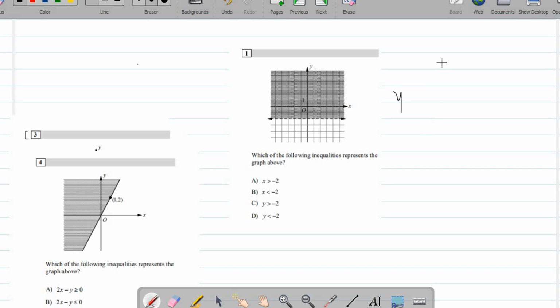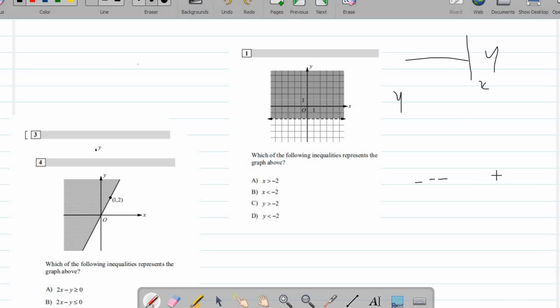Okay, remember, if it's horizontal it represents y. If it is vertical, it's x. Horizontal lines y, vertical lines x. So we have -2 there, so y, you see it's going upwards. Remember, if it's dotted lines, it's either greater than or less than. Okay, when it's dotted lines.